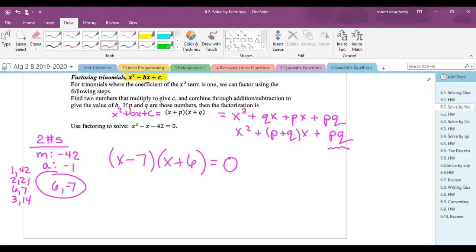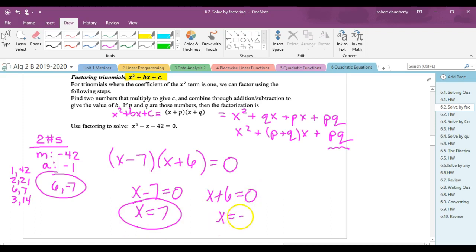So what does x have to be to make this a true statement? What numbers make this true? You got 2 numbers multiplied to give you 0. One of these numbers has to be 0. So x minus 7 equals 0. How hard is it to solve that? x equals 7. X plus 6 equals 0. Again, how do you solve that? x equals negative 6. Those are my 2 solutions. x equals 7, x equals negative 6.